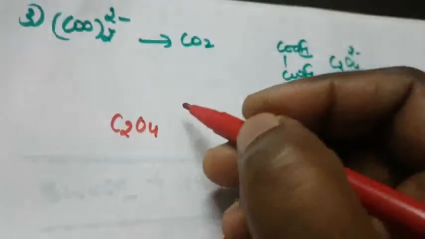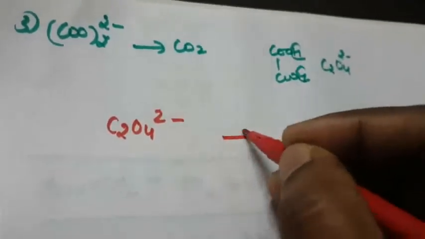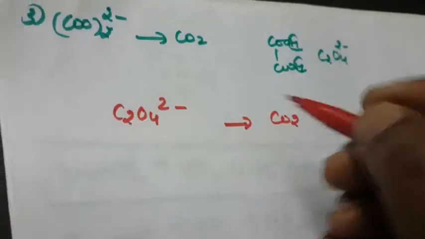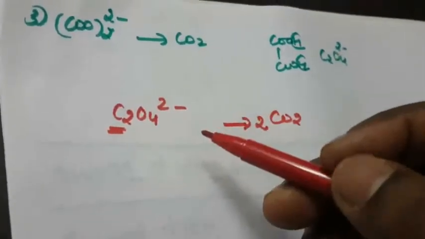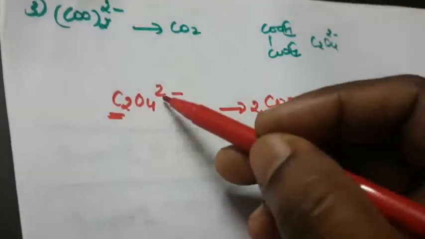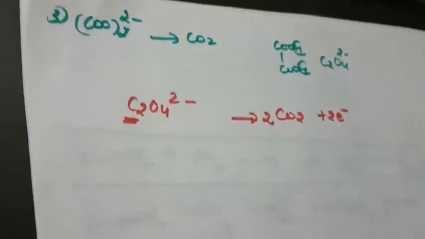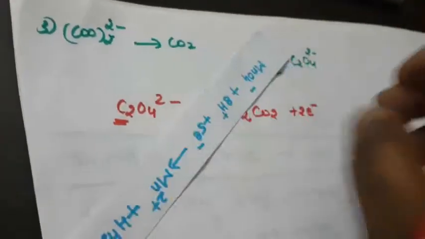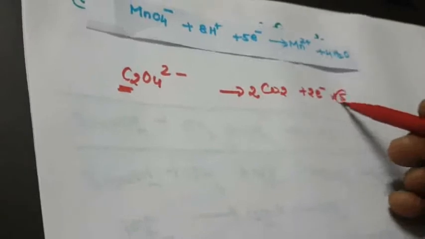First I am writing here C2O4 2- gives carbon dioxide. How many carbons are there? 2 carbons, so 2 CO2. Here the charge is 2 minus, so we are adding 2 electrons. What is the general equation? Using that general equation, 5 electrons are there. So this equation is multiplied by 5 and this equation is multiplied by 2.